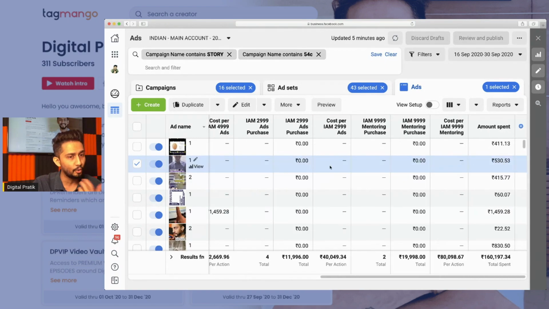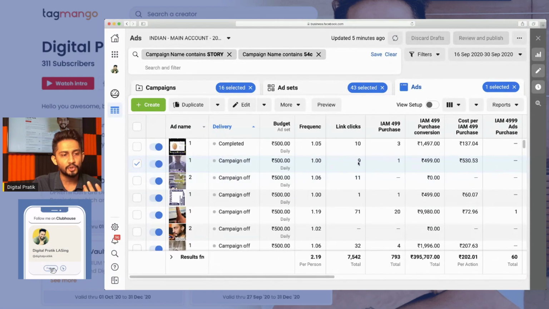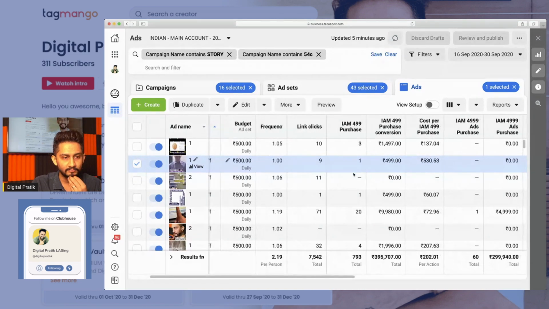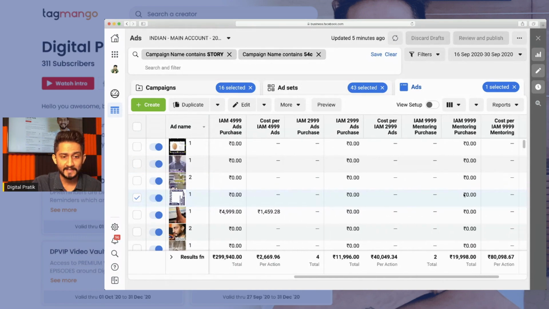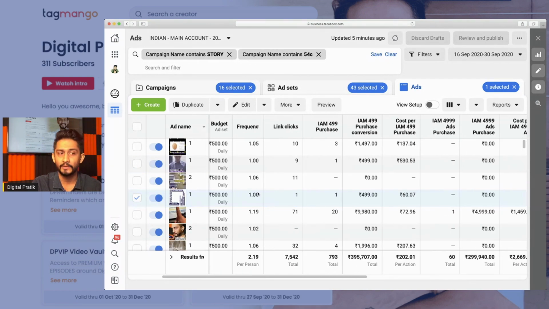This advertisement was not profitable because only 1 conversion was happening, and then 530 rupees were spent. There was no upsell, so definitely this was not worthy. This was a loss campaign. Next, there was no conversion from this, 1 conversion from this. In fact, just 60 rupees was spent inside this, and we got 1 conversion.